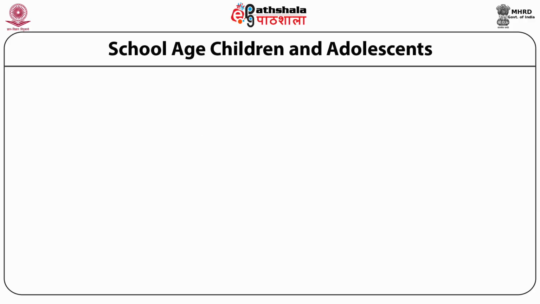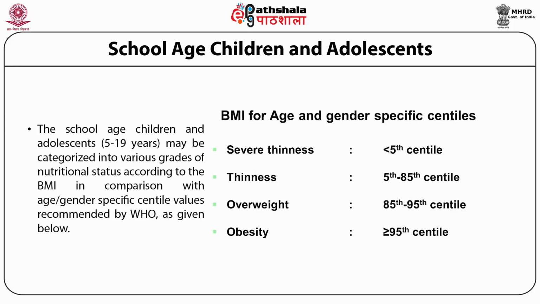School age children and adolescents. The school age children and adolescents, that is those between 5 to 19 years, may be categorized into various grades of nutritional status according to body mass index in comparison with age and gender specific centile values recommended by the World Health Organization as given below. Here we have classification like BMI centiles and nutritional grade. If the BMI is less than the 5th centile, the child or the adolescent is considered undernourished.